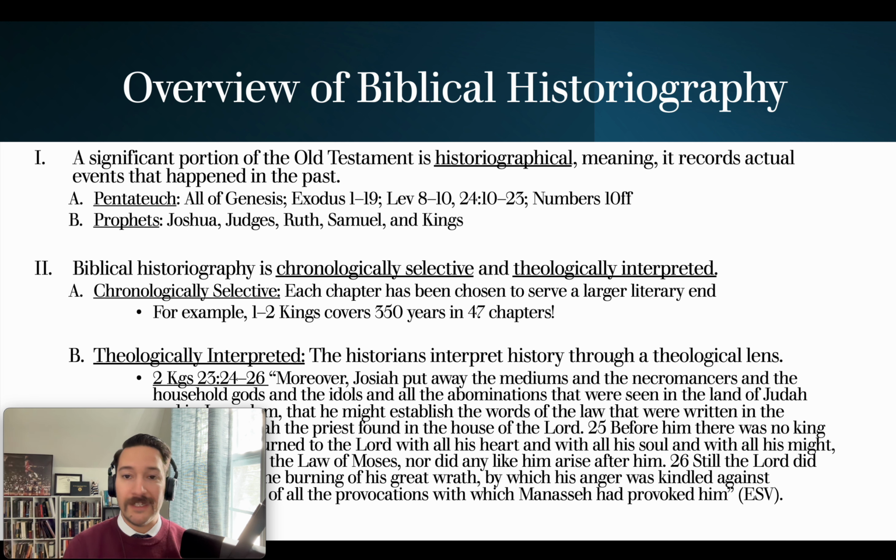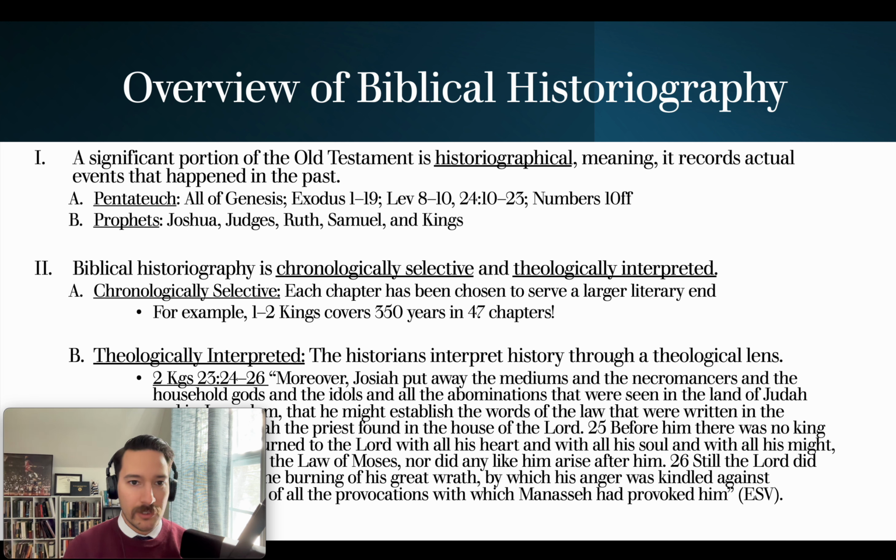Biblical historiography is much different than how modern historians do history. Maybe that's the wrong wording. They're not completely different, though there is a difference. And that difference comes in really two areas that distinguish biblical historiography.